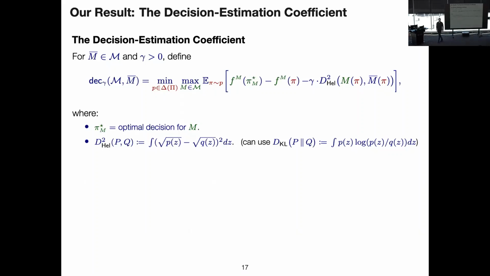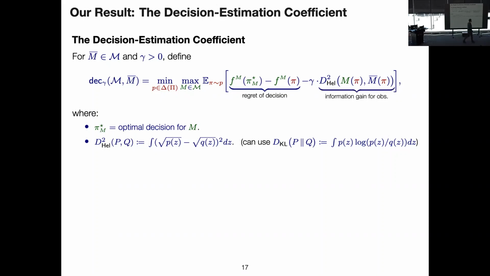This DEC is the value of a min-max optimization problem. The way you can think about this is the min player, which represents the learner, is trying to find a distribution P over decisions such that for a worst-case model in this class M, chosen by the max player, their regret under this model, the instantaneous suboptimality of their decision, is bounded by a notion of information gain relative to this reference model.